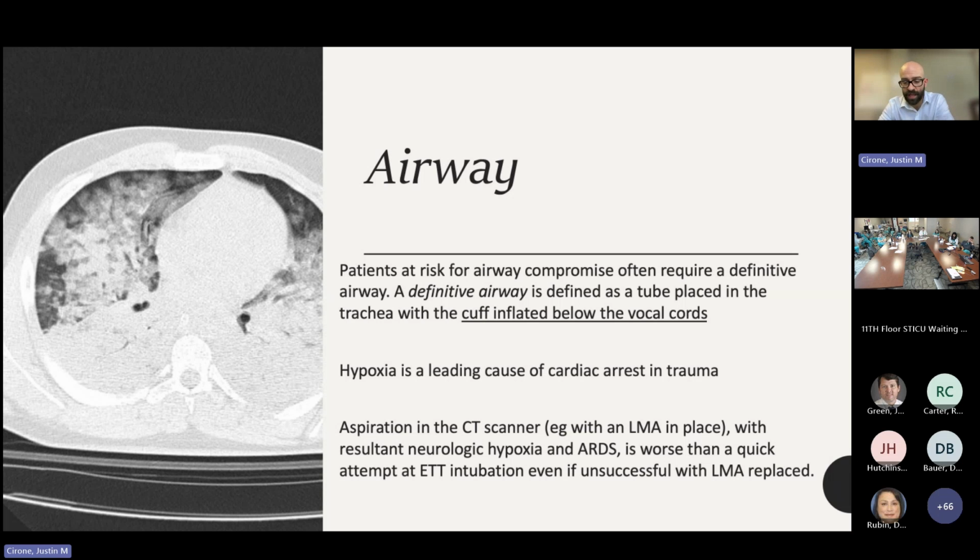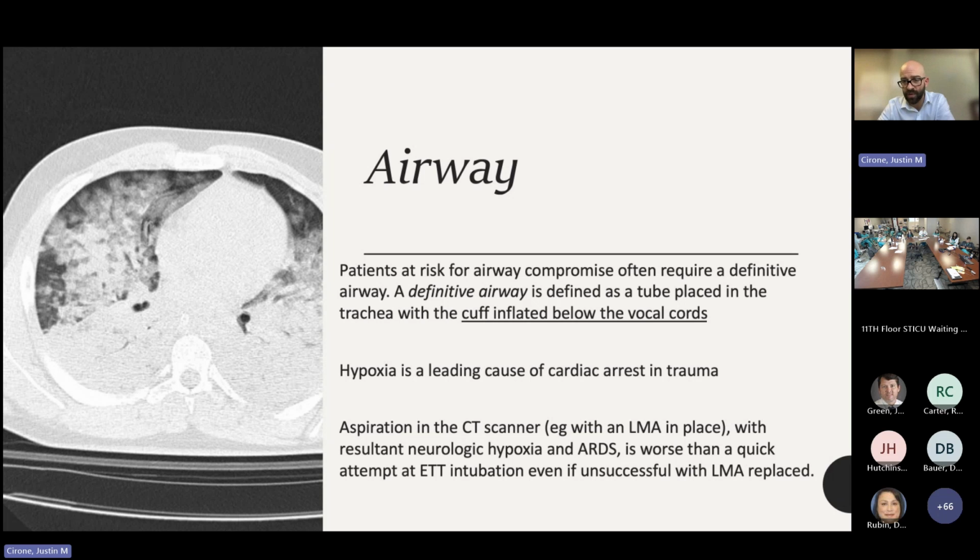And I've unfortunately had this exact scenario happen to my colleague when I was on call, and I've had it happen in other scenarios myself. But aspiration in the CT scanner, because you have an LMA in place, which is not a definitive airway and does not protect your airway from aspiration, with the resultant neurologic hypoxia, ARDS, is worse than a quick attempt at ET tube intubation, even if unsuccessful with the LMA replaced.